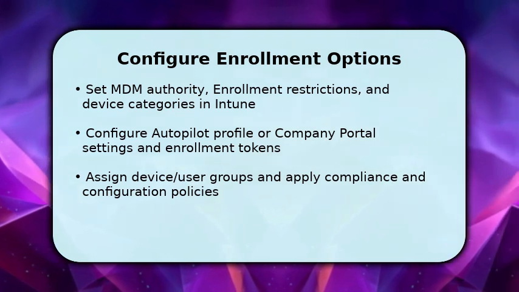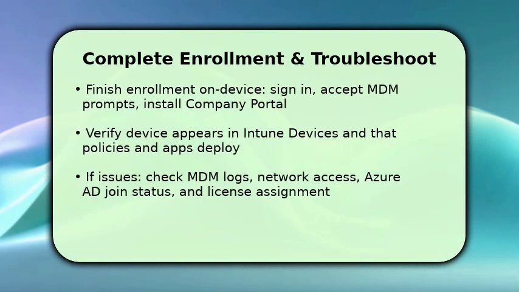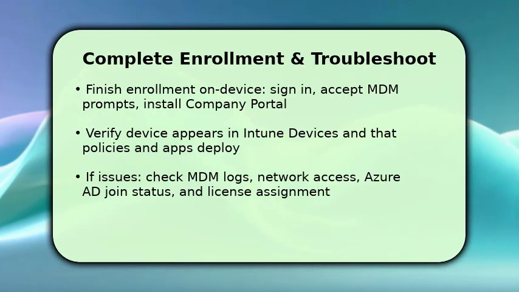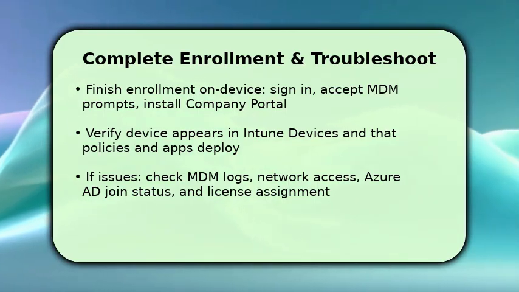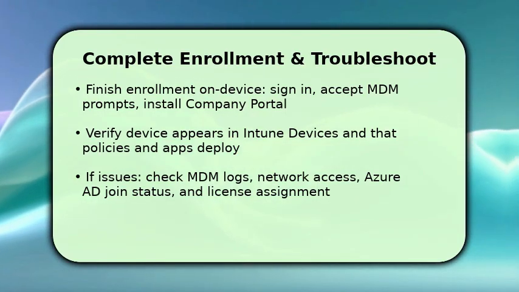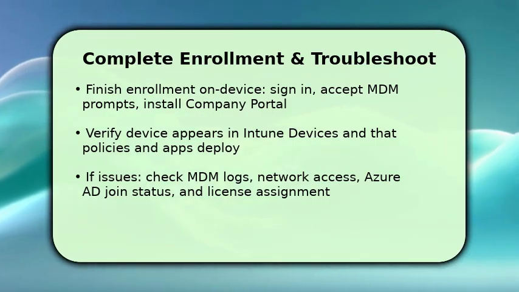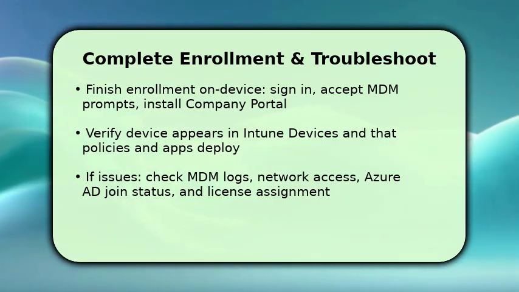Complete enrollment by signing in with the corporate account, accepting MDM prompts, and installing company portal when required. Once enrolled, confirm the device shows up in Intune devices and verify that configuration profiles, compliance checks, and required apps begin to install. If something goes wrong, start troubleshooting.